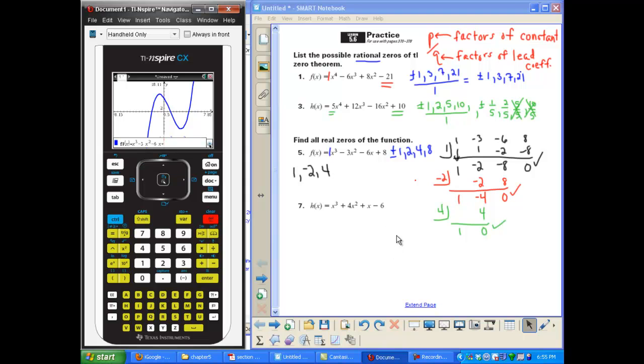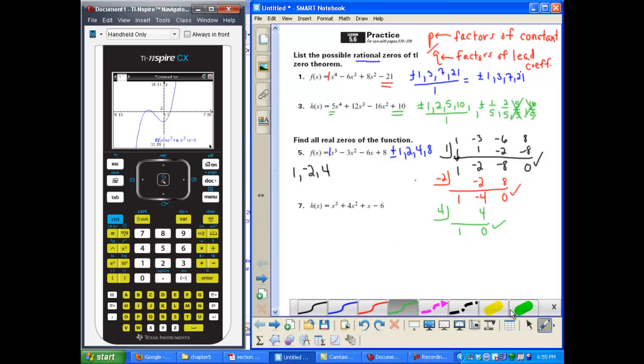Alright, so let's change the polynomial. X cubed plus 4x squared plus x minus 6. Okay, new polynomial, crossing at a couple of different places. Let's start with the possible rational zeros. So it would be factors of 6 over factors of 1. So that would be plus and minus 1, 2, 3, and 6.